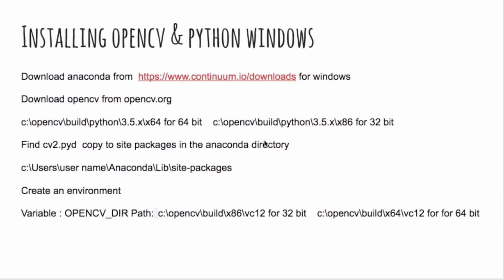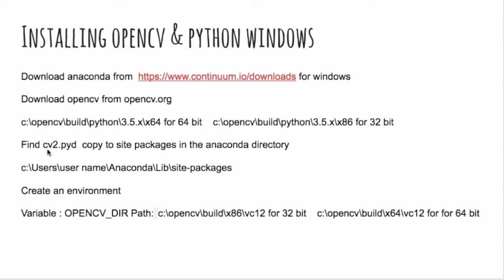In this video, we're going to install OpenCV and Python on Windows. So go ahead and download Anaconda and choose either the 32 or 64-bit version of Anaconda. Download it and install. After you've finished installing, go ahead and download OpenCV for Python for Windows from opencv.org. Make sure you extract the folder in the C directory.